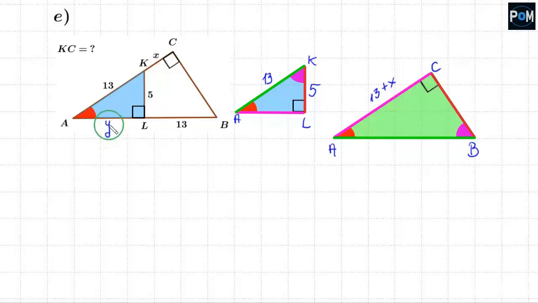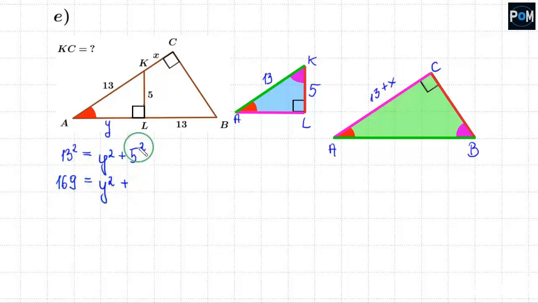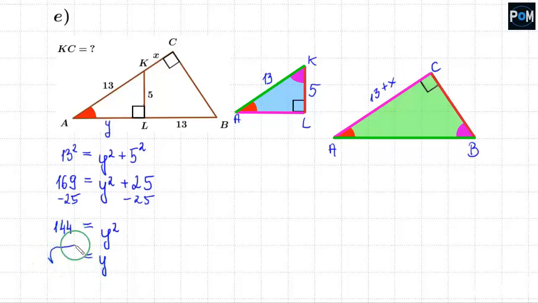I will call it y, and I calculate this y using the Pythagorean theorem. I start with the hypotenuse, which will be 13 squared. This equals y squared plus 5 squared. 13 squared is 169. Y squared is y squared. 5 squared is 25. I subtract 25 from both sides of this equation. Here I will have y squared, and here 169 minus 25 is 144. Which means that y will be equal to the square root of 144. So this y will be 12.